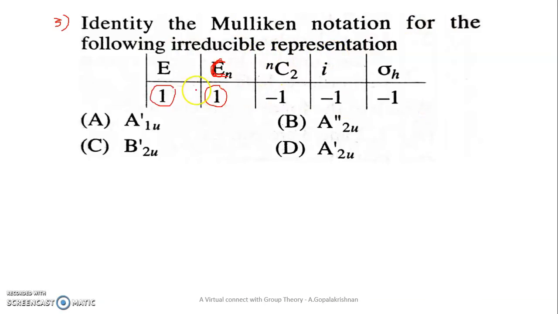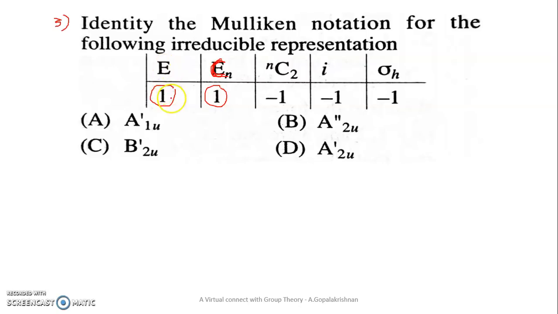How to identify this? Listen, for the identity operation, the character given is 1. You know very well, the identity character represents the dimension, right? So the dimension is 1. Therefore this irreducible representation must belong to a one-dimensional irreducible representation. One dimension means the symbol can be either A or B.